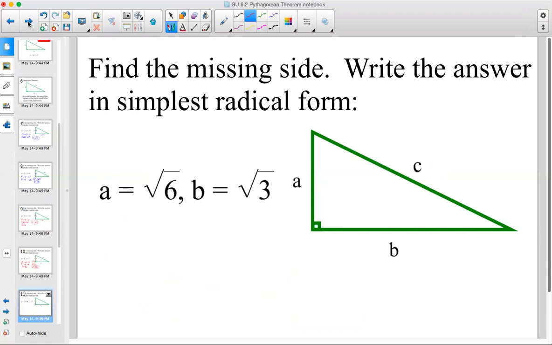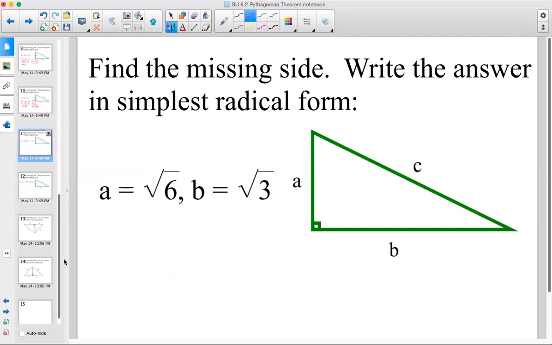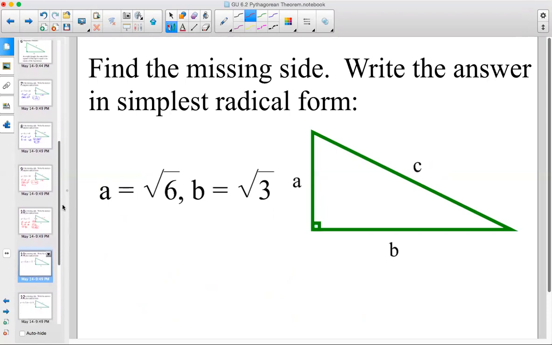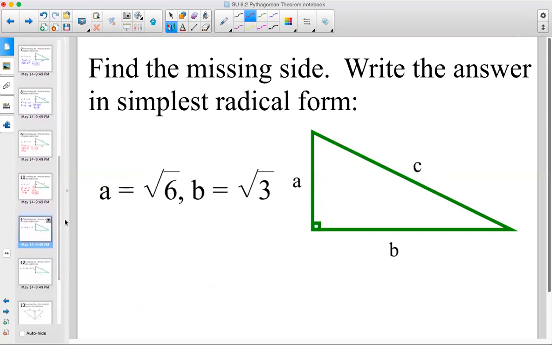Now, we've got a few more examples, and these other examples deal primarily with some of these type of problems where you have radical lengths. So we're going to get a little bit of practice working with squaring things that are already radicals.